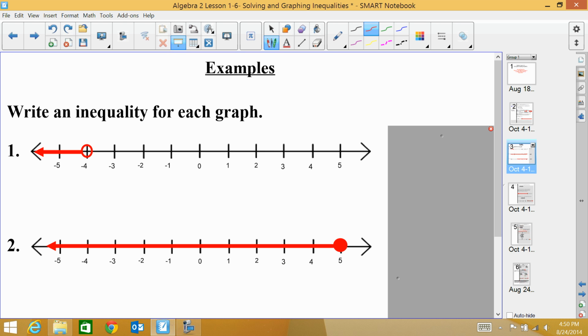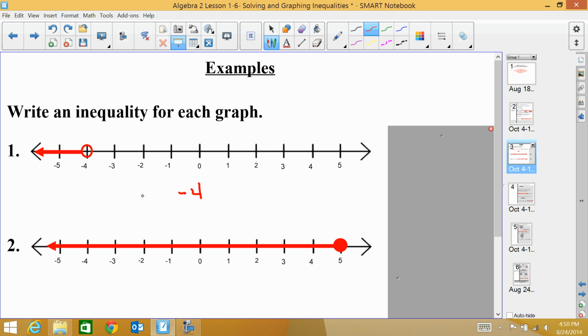All right, let's do some examples. So let's try writing an inequality for each of these graphs. First, if we look at number 1, we know it's going to have negative 4.